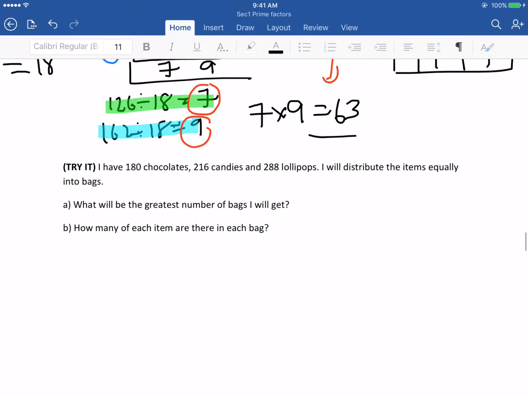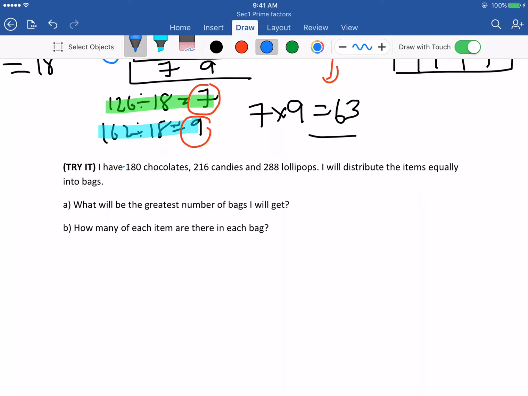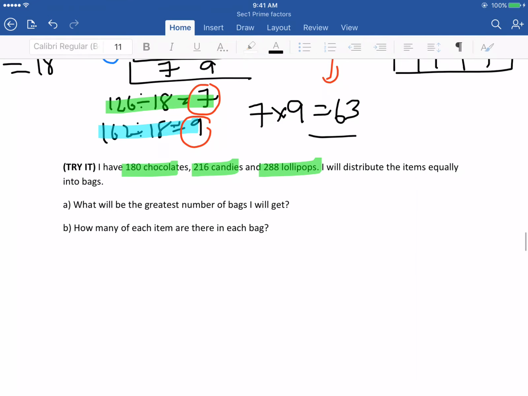Okay, same thing, next question, I give you this. Go and try it out. Just have to ask yourself, are you trying to find a number that's bigger than 180, 216, 228? Let's say your answer is supposed to be bigger than all these three, so you are trying to find the lowest common multiple. Let's say you're trying to find a number that's smaller than these three, you're trying to find the highest common factor. Okay? Go and give it a try.